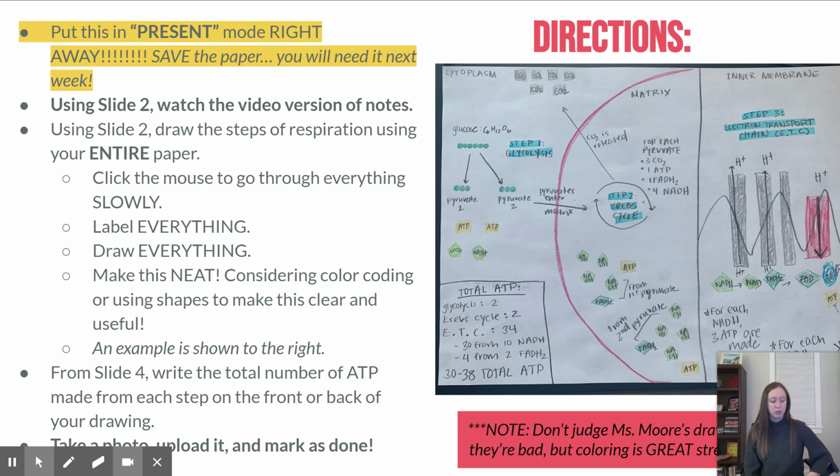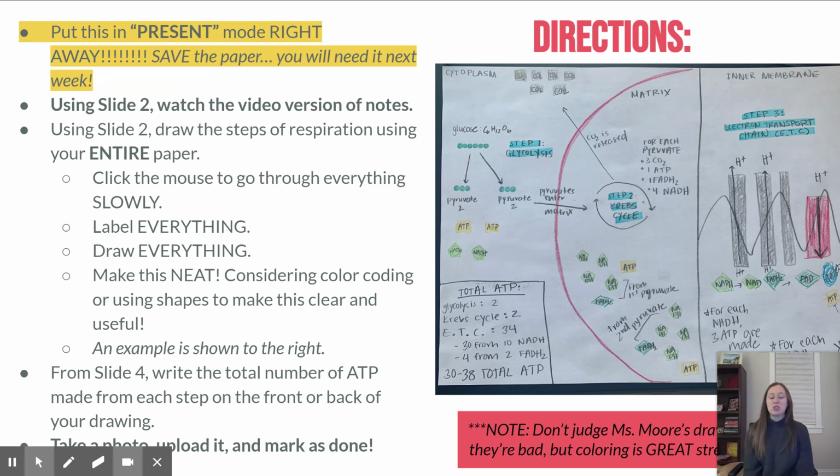I just want to quickly go over the directions with you. What you're going to do is you're going to watch this video. After you watch the video, you're going to draw your steps of respiration using an entire piece of paper. You can see to the right an example of what this is going to look like. You're going to use your entire page. You're going to label everything. You're going to draw everything and try to make everything nice and neat. Don't judge my drawing skills. They are not the best.